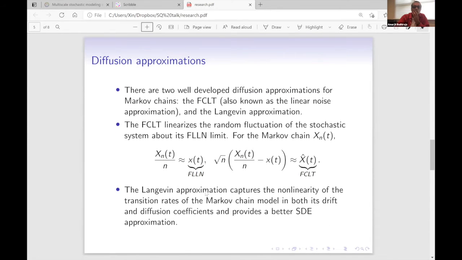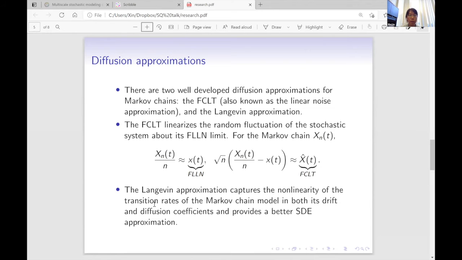Just from this study, I'm thinking about some other diffusion approximations. We know that there are two well-developed diffusion approximations. One is the central limit theorem, also known as the linear noise approximation. This is basically what you do. First, you get the deterministic limit. Then you look at the deviation of the system from this deterministic limit, the normalized deviation. You try to derive the central limit theorem. This is called the functional central limit theorem.